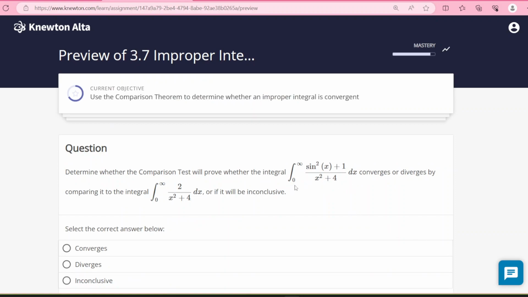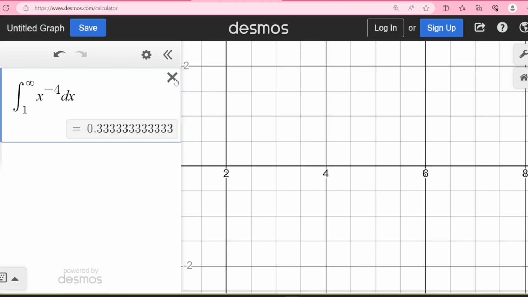Okay, and again, we're asked to compare this to this. So this time I'm going to show you on Desmos here. We'll enter these functions: sine squared of x plus 1 divided by x squared plus 4, and then 2 over x squared plus 4. The larger one's going to be 2 over x squared plus 4 because, remember, sine is always less than or equal to 1. So this numerator is always less than or equal to 2. So the larger one is the one 2 over x squared plus 4. But let's see that. We're on the interval from 0 to infinity, so I'm just going to look at x values greater than 0.